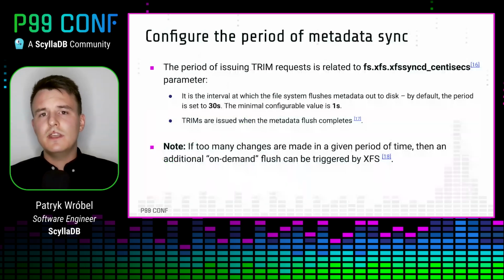So after digging a bit, it turned out that the trim requests are issued when metadata related to removed files is flushed to the drive, and the flush period by default is equal to 30 seconds. And luckily, it is configurable, and the minimum value is equal to 1 second. So now let us see if increasing the frequency of issuing trim requests can somehow help us with latency spikes.